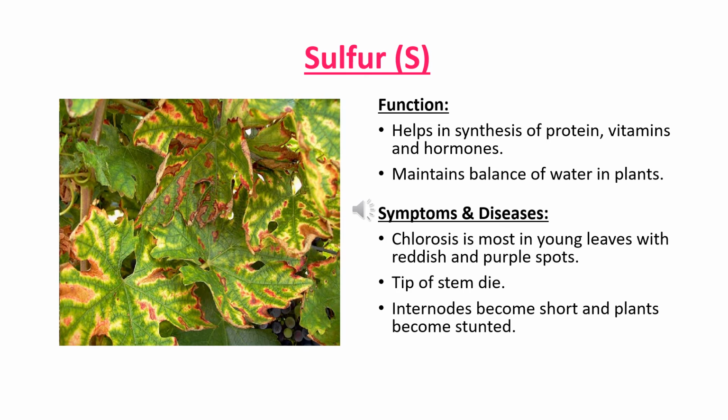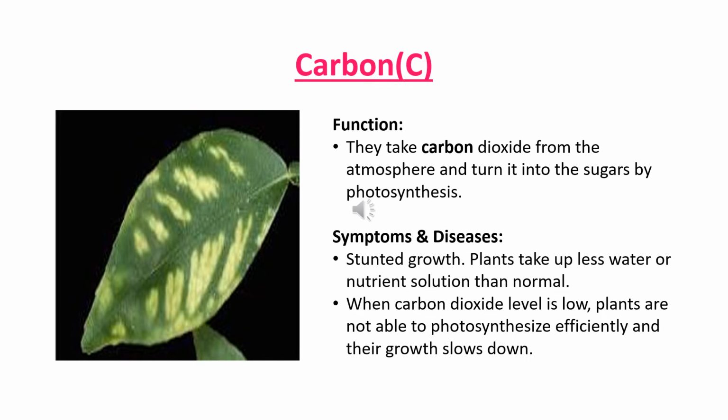So the plant becomes stunted. Carbon is one of the most important components of photosynthesis. Without carbon dioxide, a plant cannot make food like glucose. Glucose contains carbon, hydrogen and oxygen. So what are the functions? Look here, they take carbon dioxide from the atmosphere and turn it into sugars by photosynthesis. Yes, it takes part in photosynthesis and produces sugar for plants.